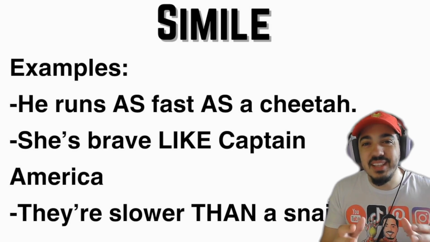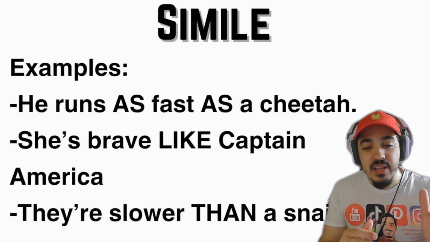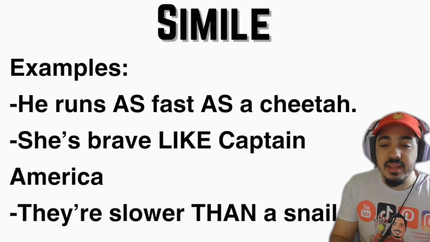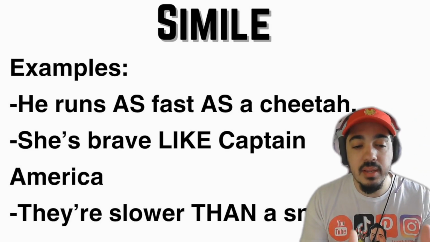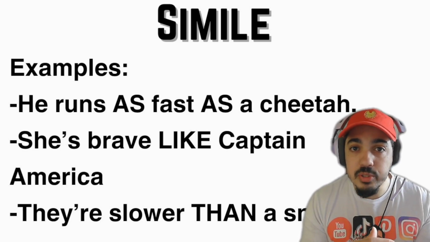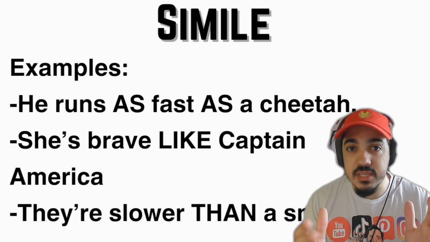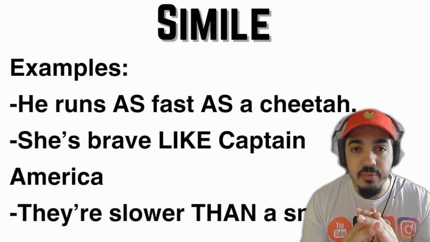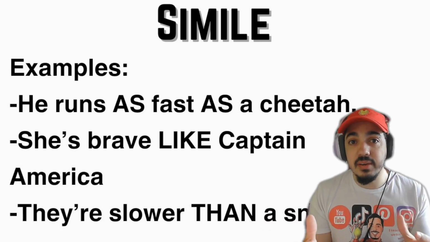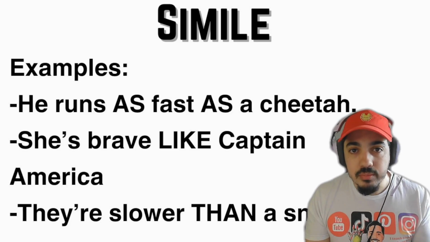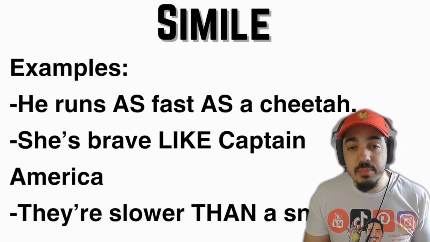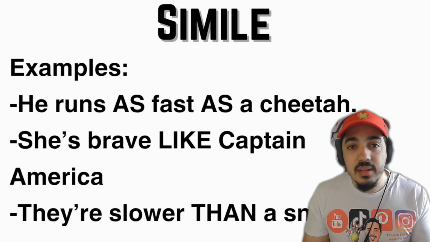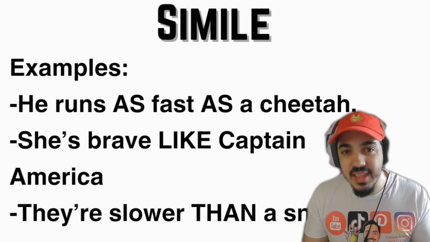Okay, so the last example is they're slower than a snail. So I'm describing they are, so it's multiple people, and their difference is them and a snail. They're different, but what do they have in common? The similarity is they're slow, right? They're slower than a snail. So that's how you use a simile. Those are three examples using the like, as, and than.